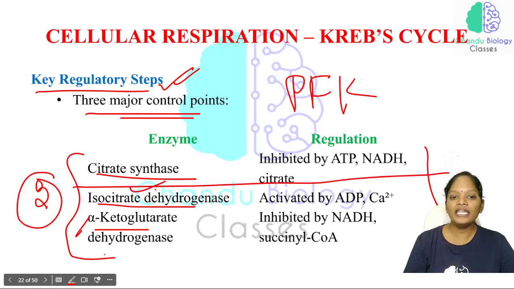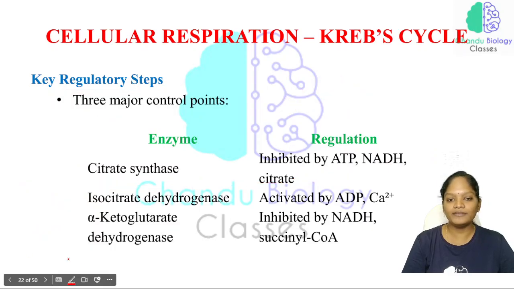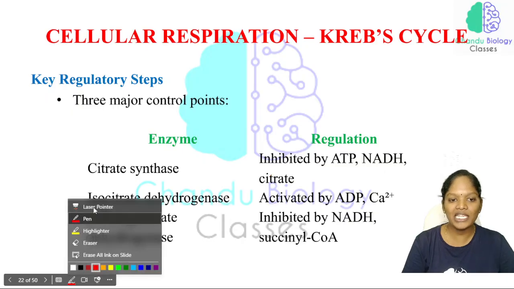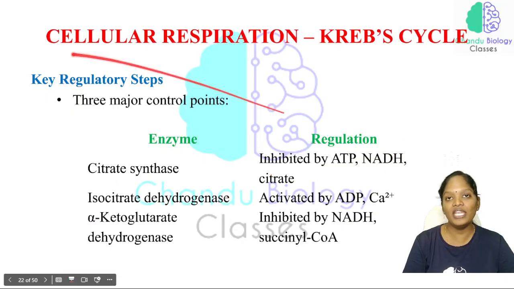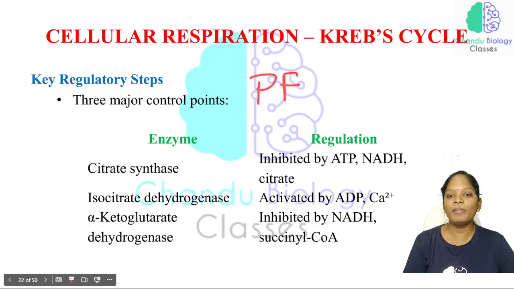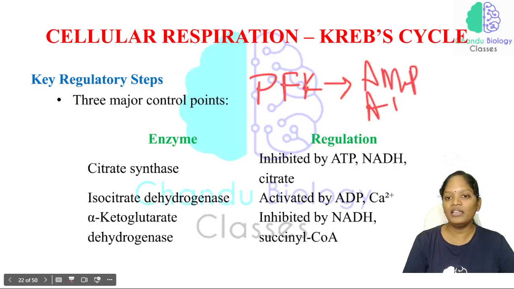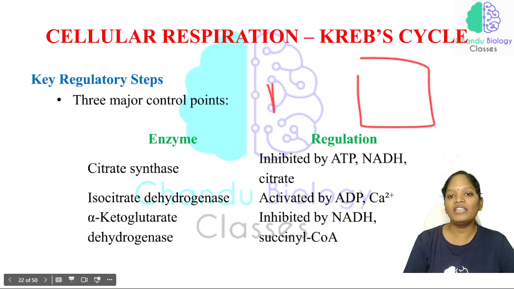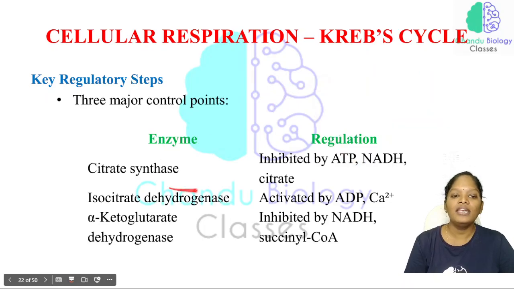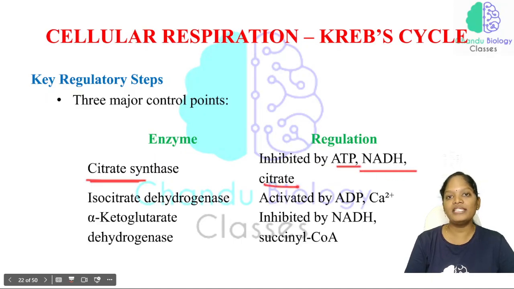So the citrate synthase is inhibited by ATP, NADH, and citrate. These are the three important inhibitors which are inhibiting the citrate synthase. Very, very important. So what have we discussed for phosphofructokinase? It is activated by AMP and ADP, which means these are the activators. With the presence of ATP, this phosphofructokinase is inhibited. In the same way, the citrate synthase is inhibited by ATP, NADH and citrate.